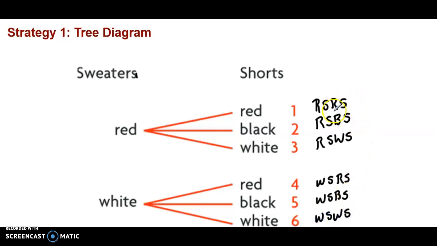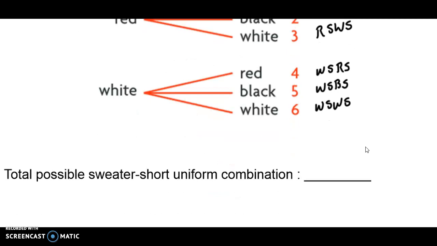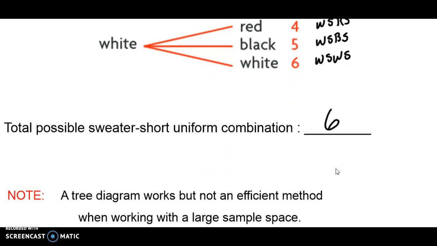We can see here from the tree diagram that there are 1, 2, 3, 4, 5, 6 possible outcomes. Total possible sweater and shorts uniform combinations, and there are 6 possibilities. So a tree diagram works, but it may not necessarily be the most efficient method when working with a large sample space. This one was quite easy because there were only a few choices for each item.